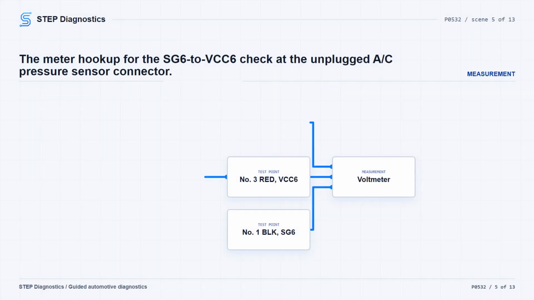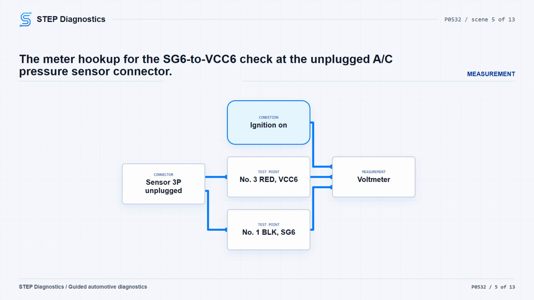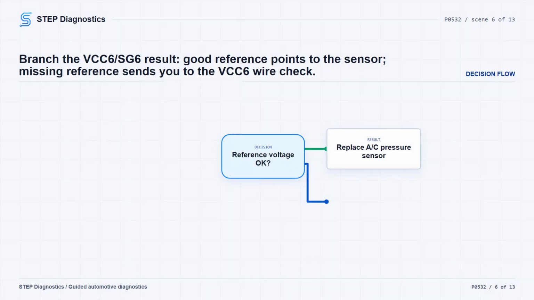With the ignition on and the A/C pressure sensor 3P connector disconnected, measure voltage between the sensor connector No. 1 BLK wire and No. 3 RED wire. This is the SG6 to VCC6 check. You are looking for about 5.0 V. If about 5.0 V is present, the path supports replacing the A/C pressure sensor. If about 5.0 V is not present, continue to the VCC6 open wire check.